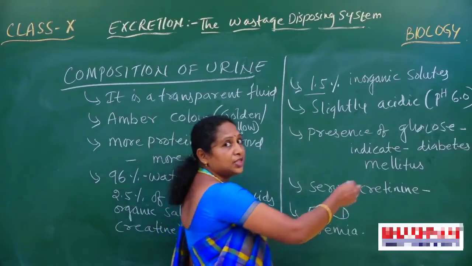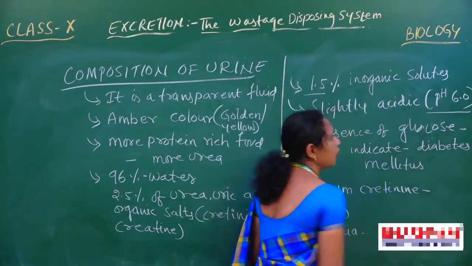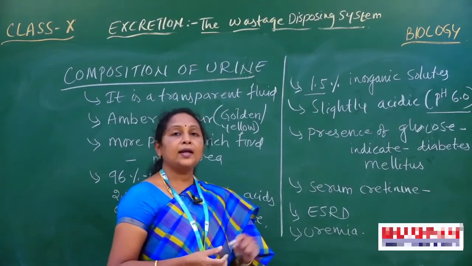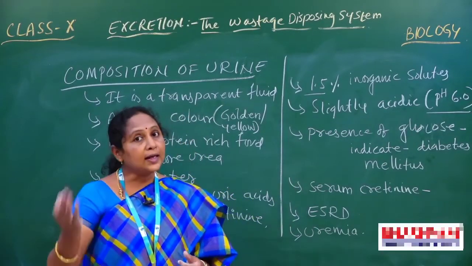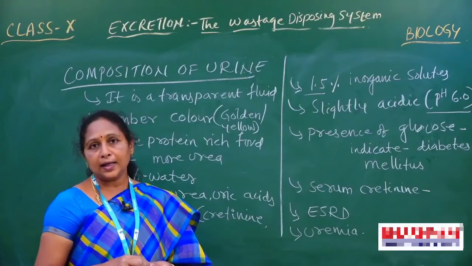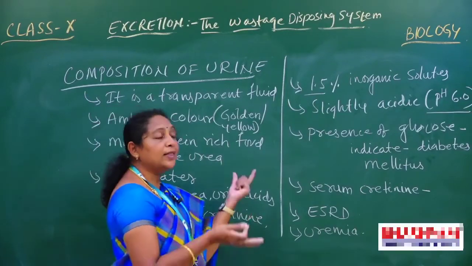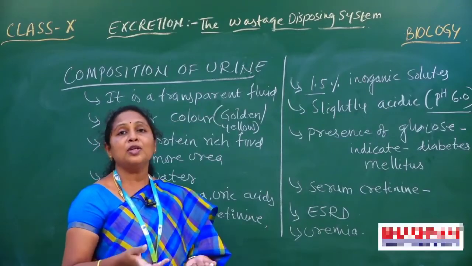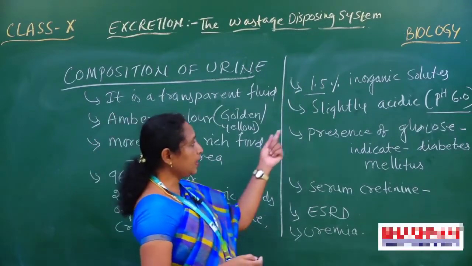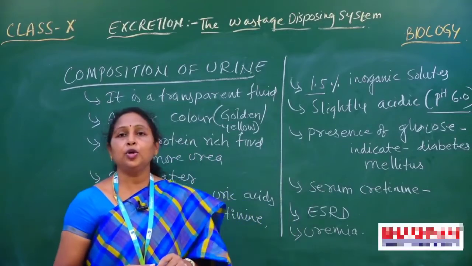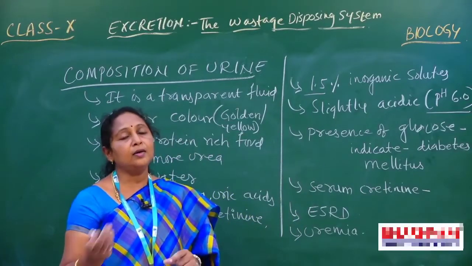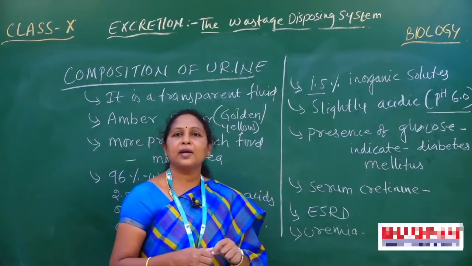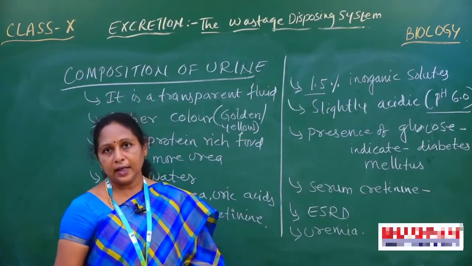Along with that, your urine is slightly acidic in nature. What is the pH of urine? It is about 6.0, acidic in nature. But later it converts to alkaline. Why? When the urine is stored for a long time, the urea may be converted into ammonia. So when ammonia is formed, the acidic nature may convert into alkaline in nature.